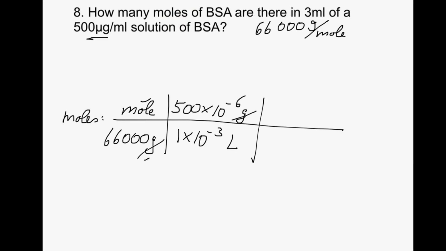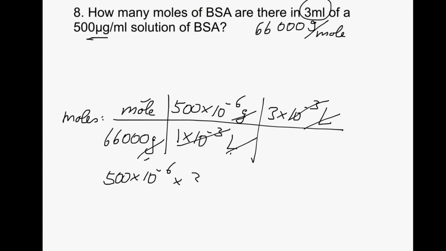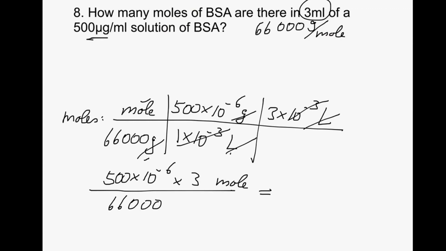Now the grams cancel out, but we still have the liter here. Do we have anything that we can cancel out in terms of liters? Yes, we've got the 3 milliliters, so we have 3 times 10 to the minus 3 liter here, and we see the liters cancel. Oh, the 10 to the minus 3 cancel out here as well. So we have 500 times 10 to the minus 6 times 3 divided by 66,000, and of course we have the unit mole. So if we put that into the calculator, we get 2.27 times 10 to the minus 8 moles.